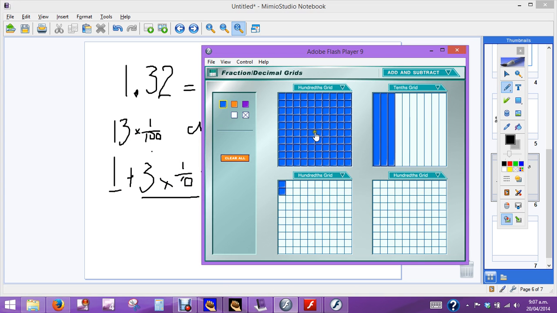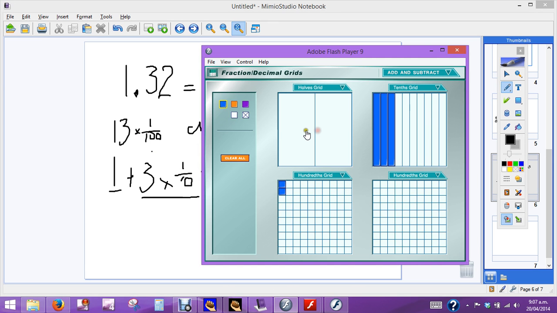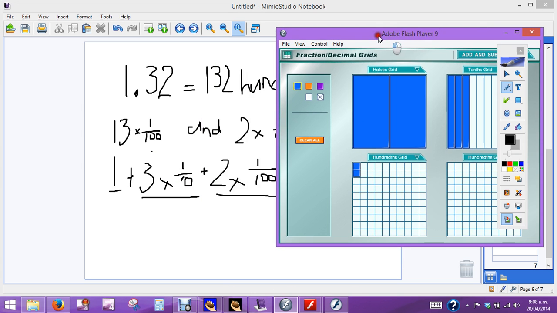Okay, so 1 whole, 3 tenths, and so I can just show this as the whole grid. 1 of those, 2 sticks, and 3 little squares. Okay.